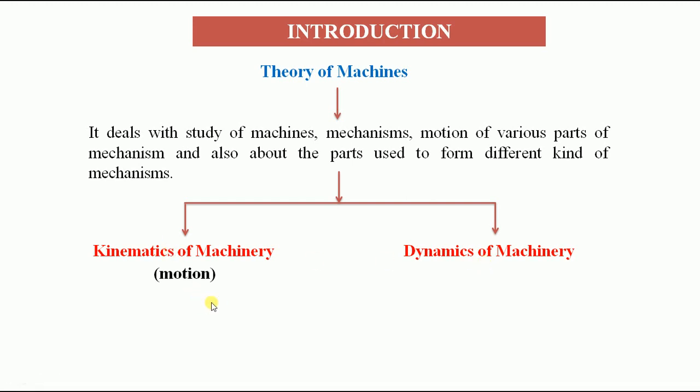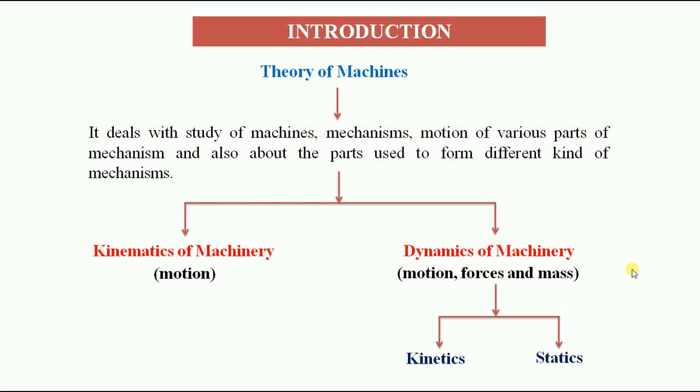So kinematics means we study only the motion without considering the force and mass. But when you come to dynamics, we need to study the motion by considering the forces and masses also. So that is dynamics. This dynamics is again classified into two types. Okay. So what are the two types here? One is kinetics and another one is statics.